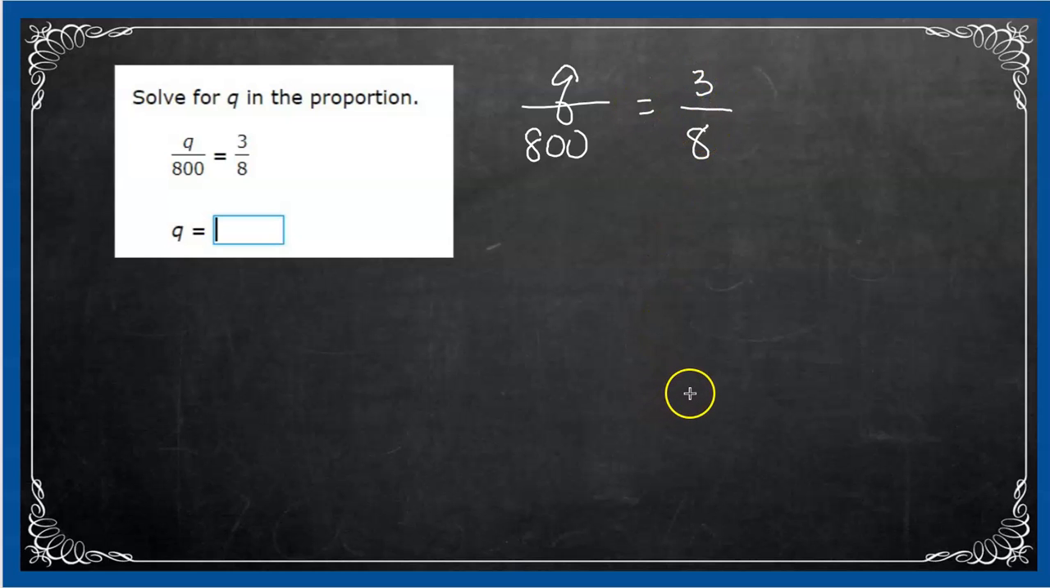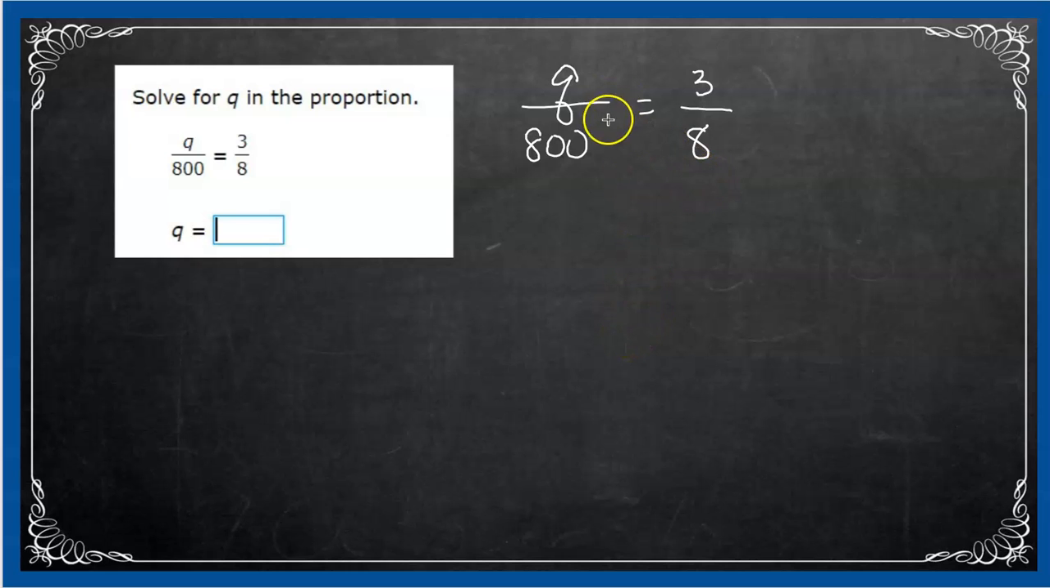Now, sometimes it's easier, instead of solving using cross products, sometimes it's easier just to look at the two denominators. I'm given the two denominators. So what do I have to do to 800 to get 8? Well, I'd have to divide by 100, right? So what number divided by 100 equals 3? Well, it's 300. So we know this is going to be 300.